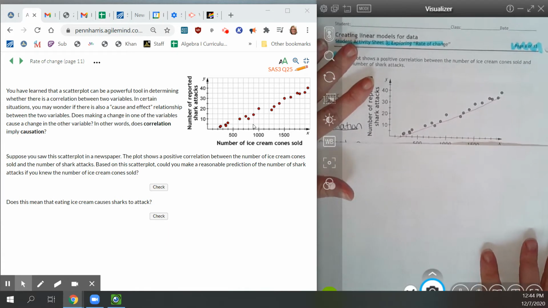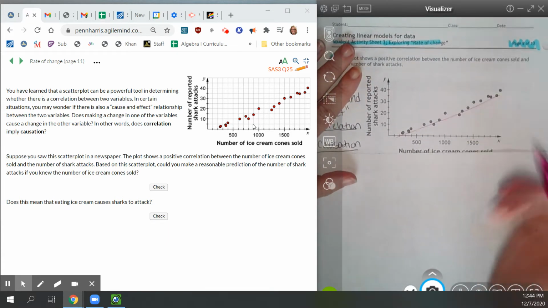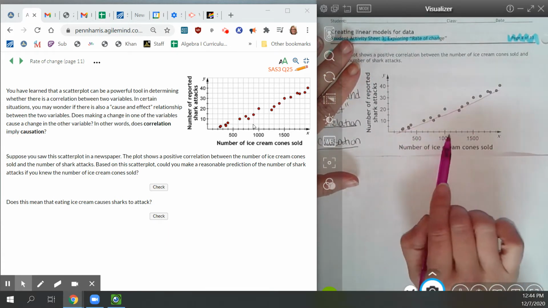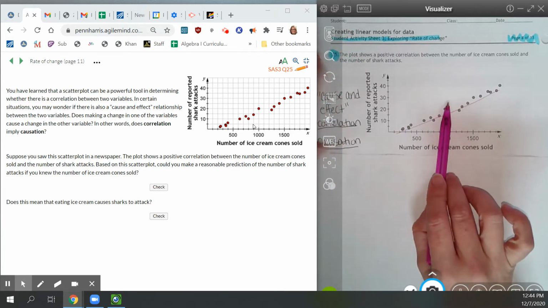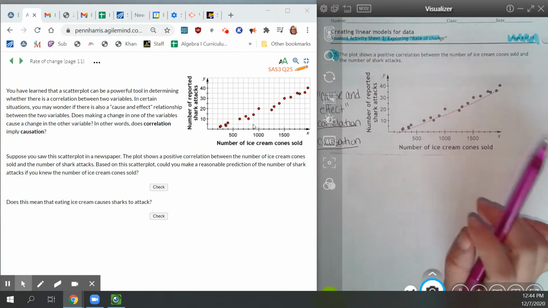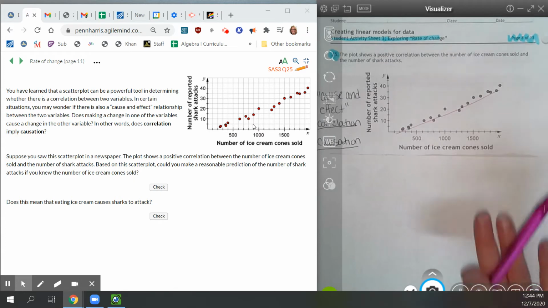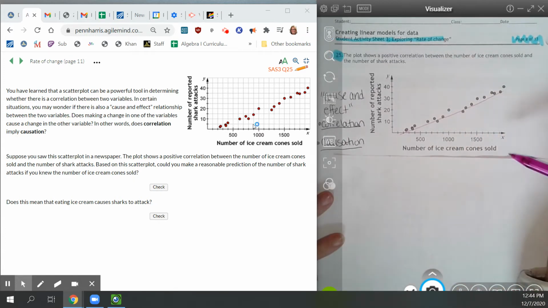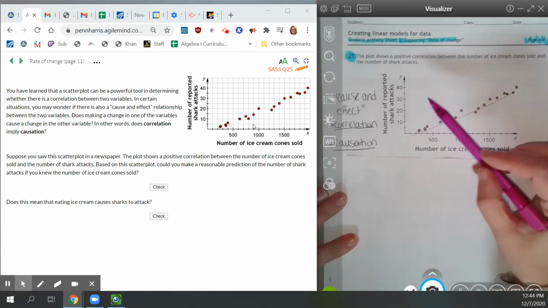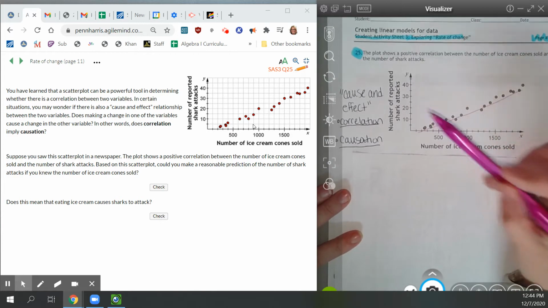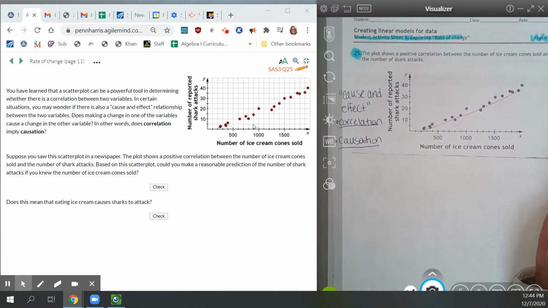If I look at this, guys, I see that there is a positive correlation here, right? I mean, it seems pretty obvious. The more ice cream cones that are sold, the number of reported shark attacks goes up. One would even be so inclined to say that the number of ice cream cones causes the shark attacks. No, that's not the case. Correlation is not causation.